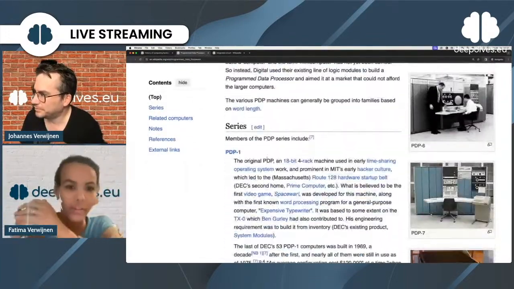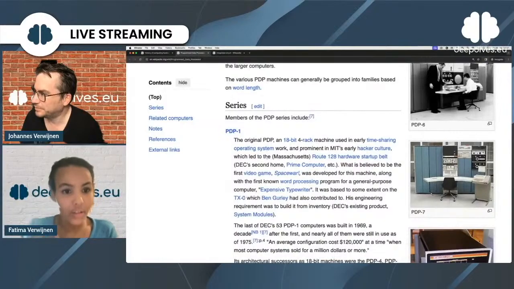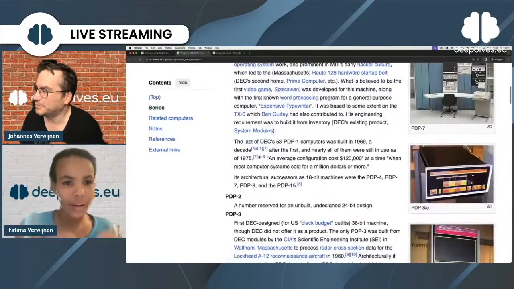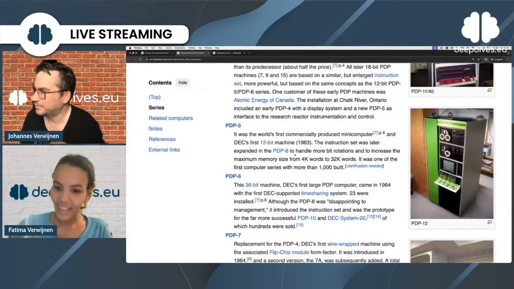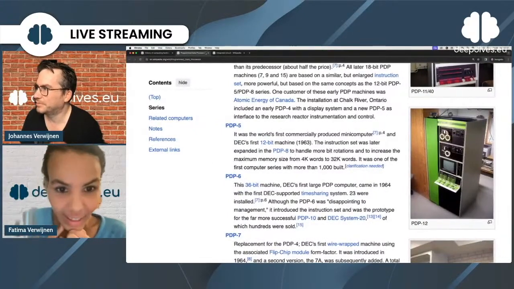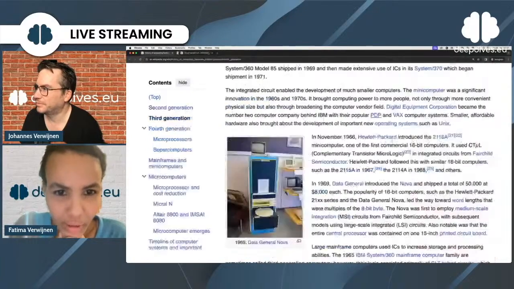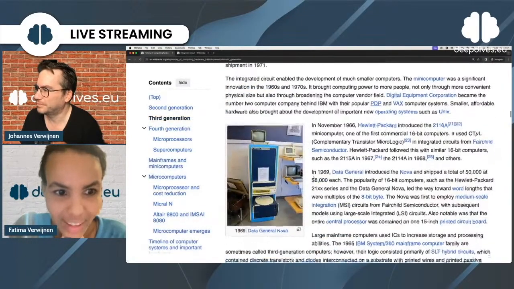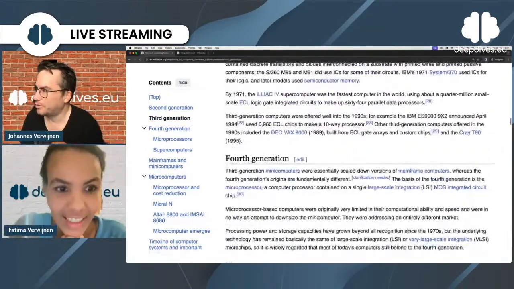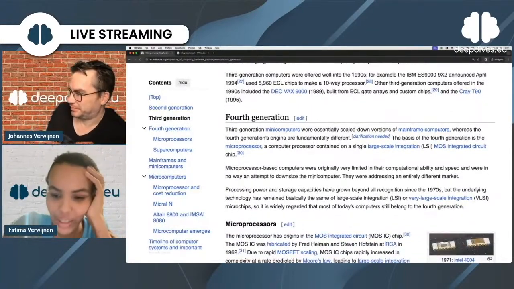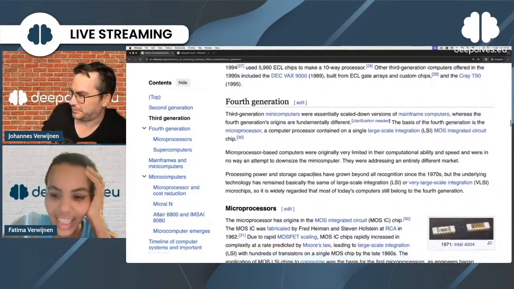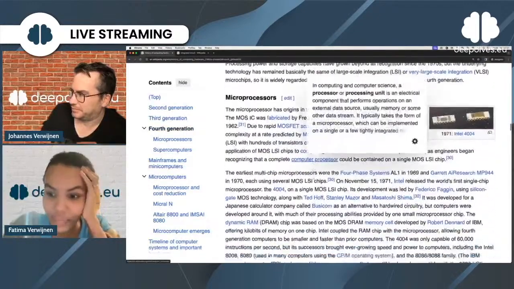After this, the mass production of computers, or microcomputers, started to happen because the technology was evolving so fast. All right, we're continuing on to the 1970s and integrated circuits.